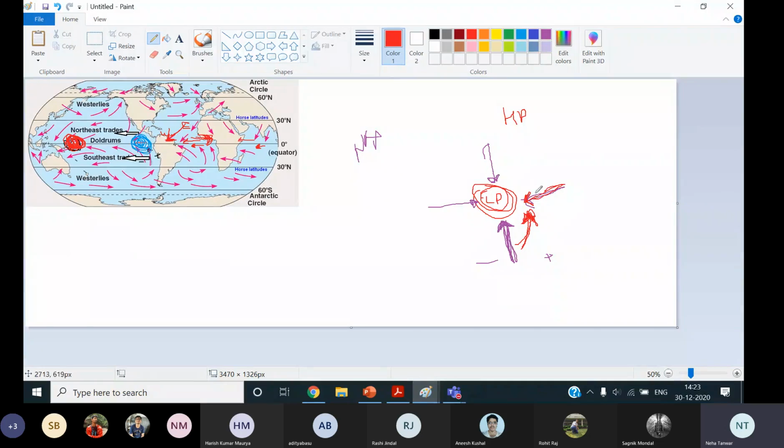What will happen to this wind, which is coming something like this? And don't say this is parallel to the latitudes. It is changing the latitudes, so this will be further deflected like this.